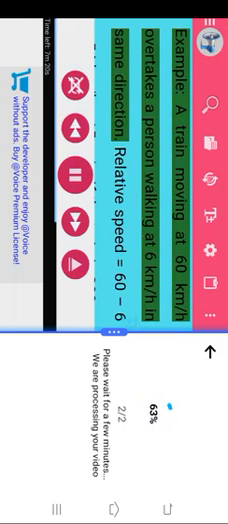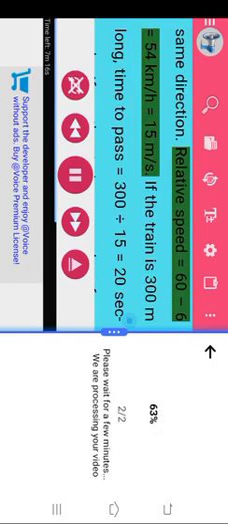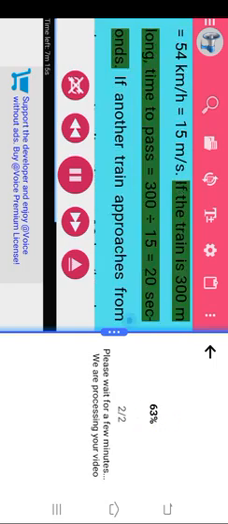Example, a train moving at 60 kilometers per hour overtakes a person walking at 6 kilometers per hour in the same direction. Relative speed equals 60 minus 6 equals 54 kilometers per hour, which equals 15 meters per second. If the train is 300 meters long, time to pass equals 300 divided by 15 equals 20 seconds.